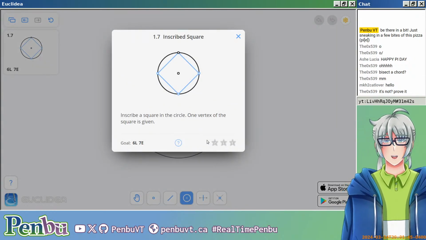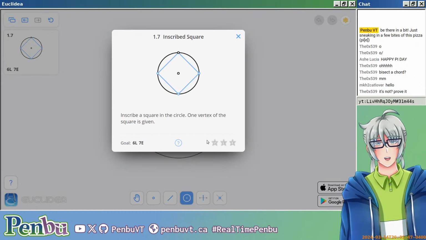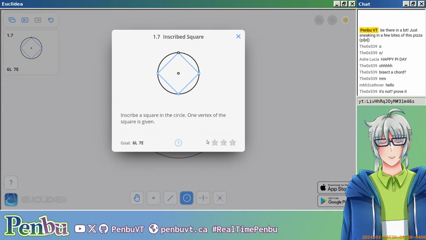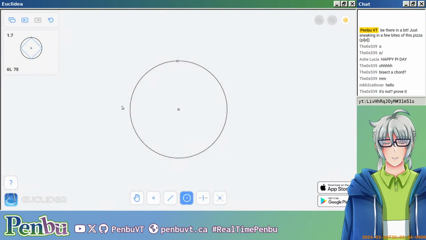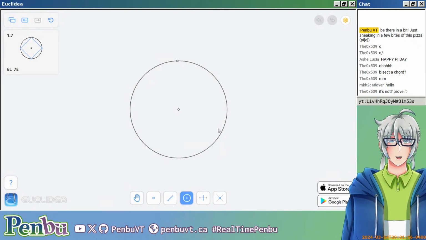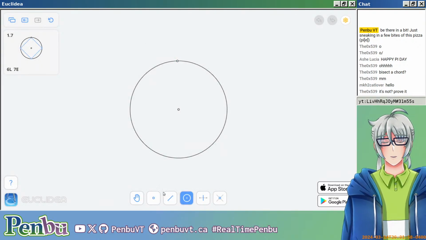Inscribe square. Inscribe the square in the circle. 1 vertex of the square is given. So this is kind of the opposite of what we did earlier, where we put a circle inside of a square. But now we're putting the square inside of the circle.